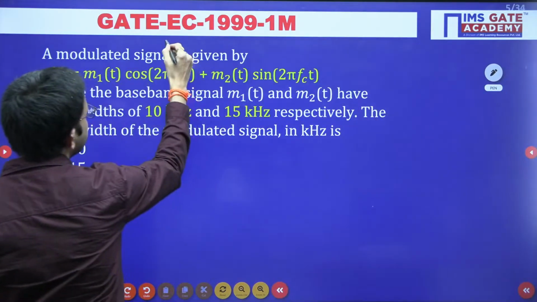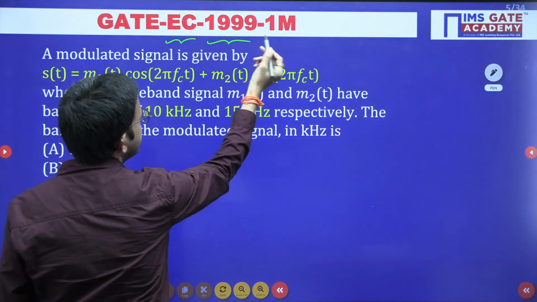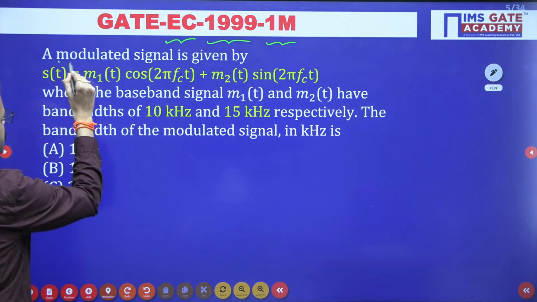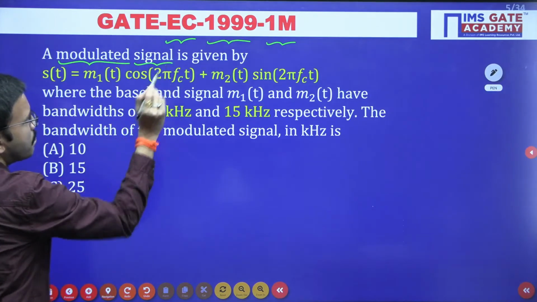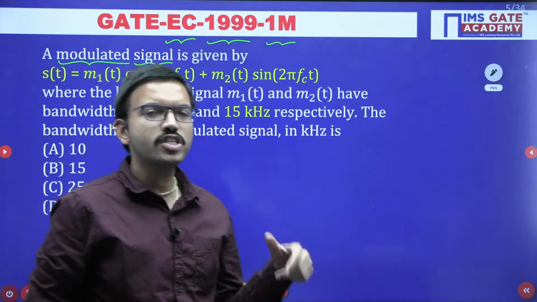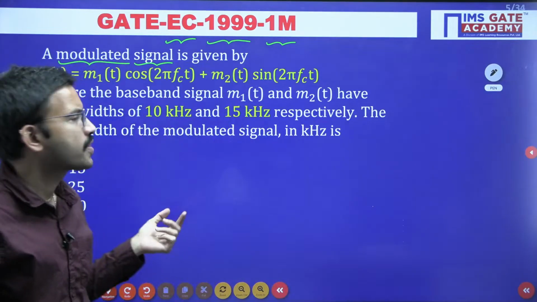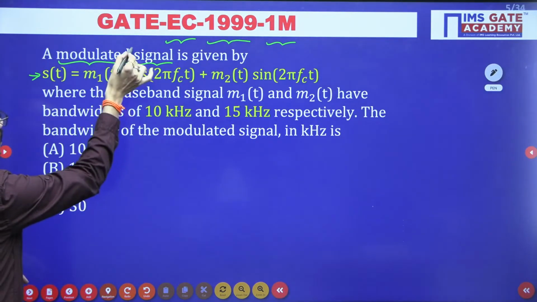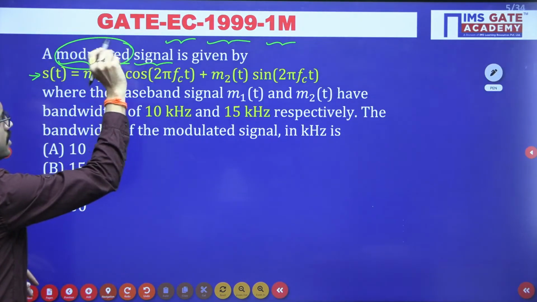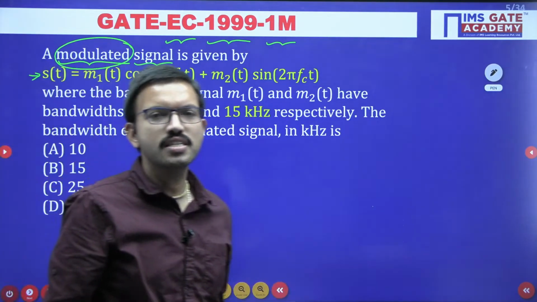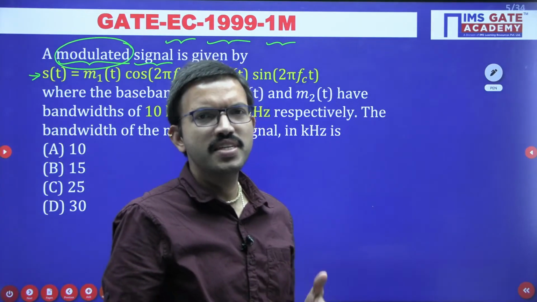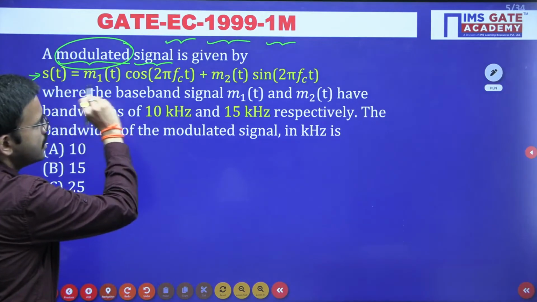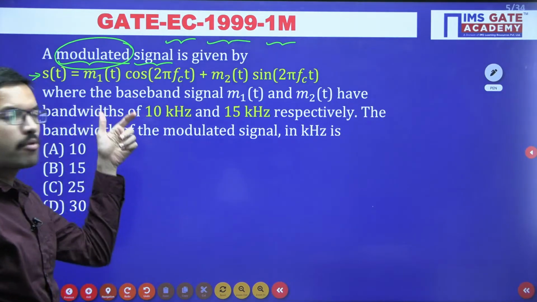This question was asked in the EC branch in the year 1999 for 1 mark. Here in this question it is mentioned that it is a modulated signal, but they haven't mentioned which type of modulation has happened. Directly they haven't mentioned whether it is an AM signal or DSB or SSB, but they have given the clue through this particular equation. What is the signal you have here? That is the modulated signal.